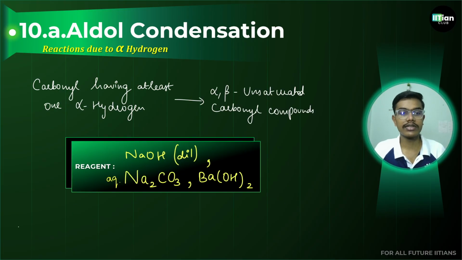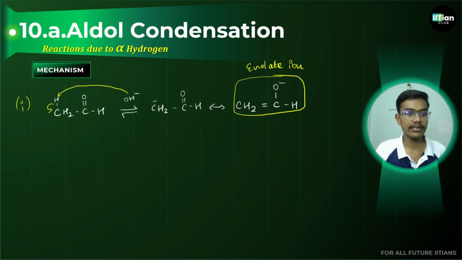In this aldol condensation, the carbonyl having at least one alpha hydrogen will be converted to an alpha beta unsaturated carbonyl compound in the presence of the reagents: diluted bases like NaOH and aqueous Na2CO3, which releases OH- in the presence of water, and barium hydroxide. You can look at the mechanism over here.